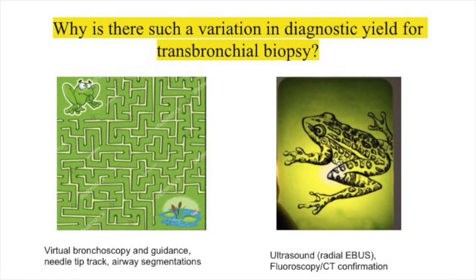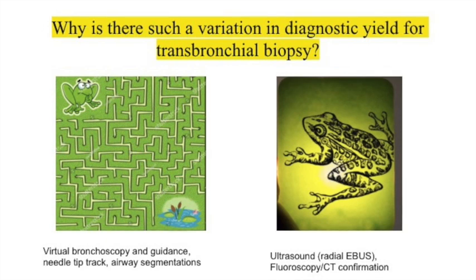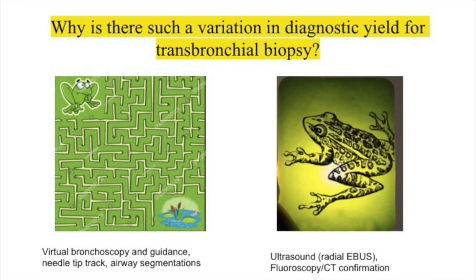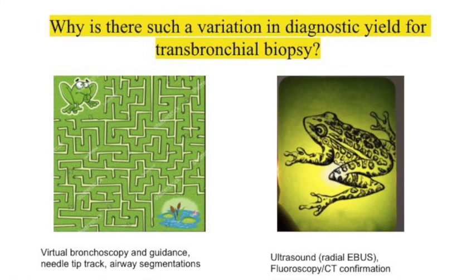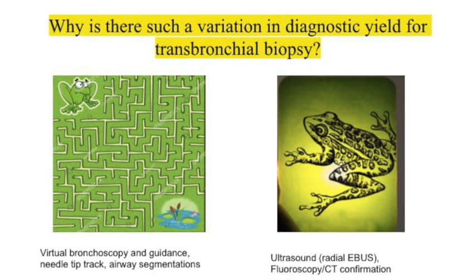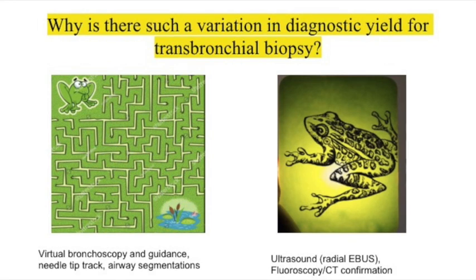So the topic I'm going to focus on today is transbronchial biopsy of peripheral lung nodule. And we talk about there is such a variation in diagnostic yield for transbronchial biopsy, and why is that? So biopsy of the lung is not simple, okay? Because first of all, it's a dynamic structure, and second of all, in order to go to the nodule, it's just like going through a tunnel, right?